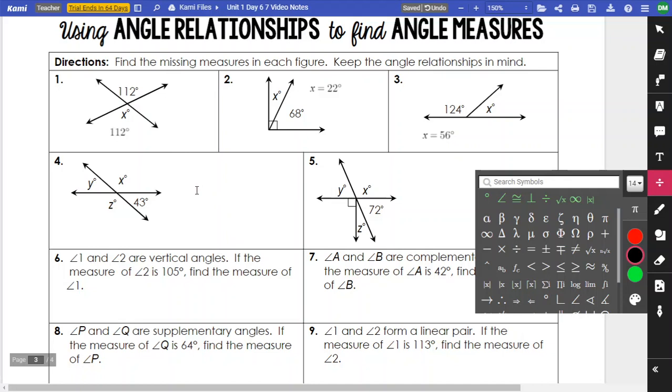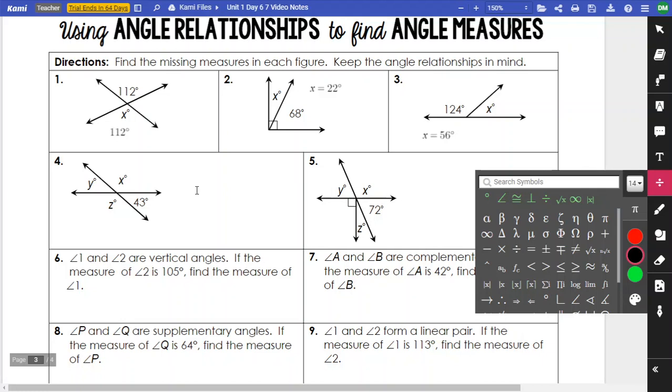All right, moving on to number 4. We've got a few different ways to solve this. On some of these, you don't ever have to go in order, and sometimes you won't want to go in order. On this one, we can kind of go in whatever order we want, so I'll just do x and then y and then z. All right, so to find x, what is the important relationship here with this 43 degrees?